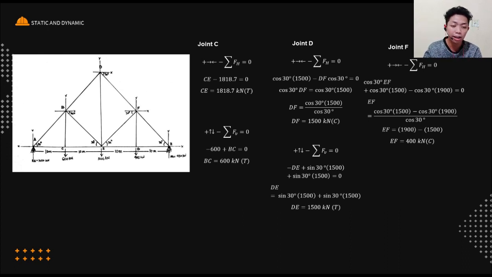Para magamit natin siya, kailangan kumuha tayo ng pinakamataas na load sa bawat type ng members natin, which is yung sa top chord, sa bottom chord, tsaka sa member. Yung sa top chord, meron tayong pinakamalaking load na 2,100 kilonewton, sa bottom chord is 1,818.7 kilonewton, and sa member is 1,500 kilonewton na tension. So, yun yung gagamitin natin na basehan since yun yung pinakamataas na load. And yun lang po.